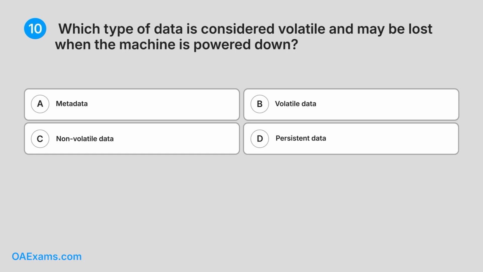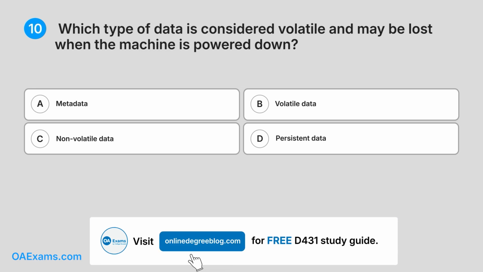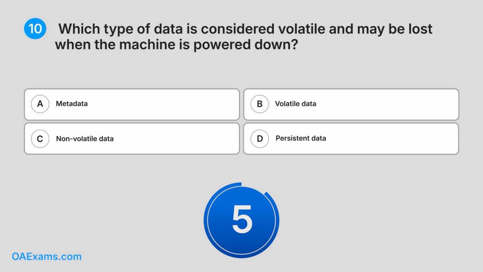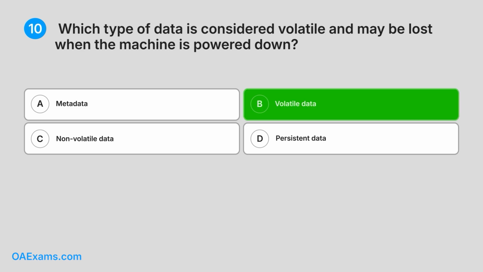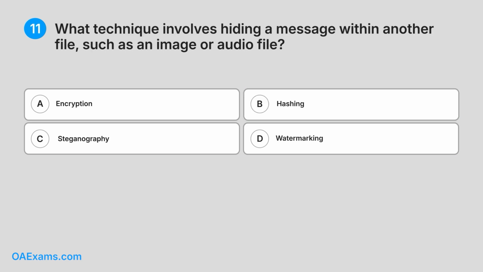10. Which type of data is considered volatile and may be lost when the machine is powered down? A. Metadata. B. Volatile data. C. Non-volatile data. D. Persistent data. What do you think is the answer? Correct answer: B. Volatile data. Explanation: Volatile data is data that changes rapidly and is often lost when the system is powered off, such as information stored in RAM.